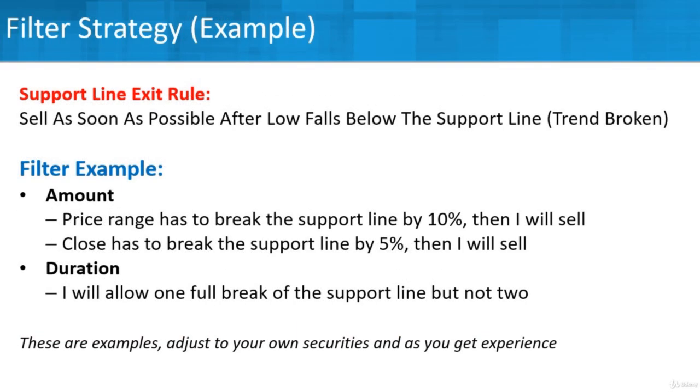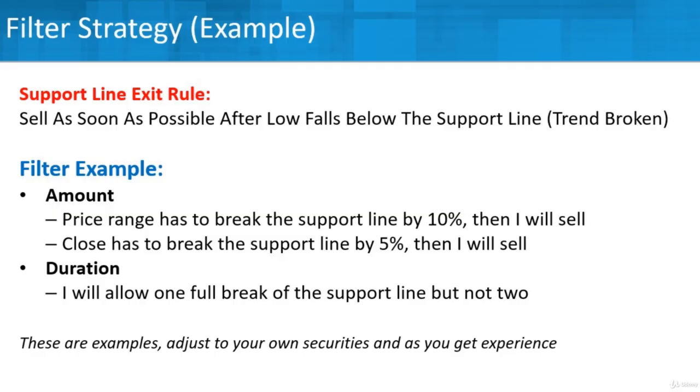Let's say we know the support line exit rule, right? You've bought into an upward trend and you're going to sell out of that trend as soon as possible after the low falls below the support line. The low, anytime in that low price range during the day, the support line is broken, the trend is broken, you're selling. That's the rule, right? Now let's modify or filter this rule, is another way you can approach it.